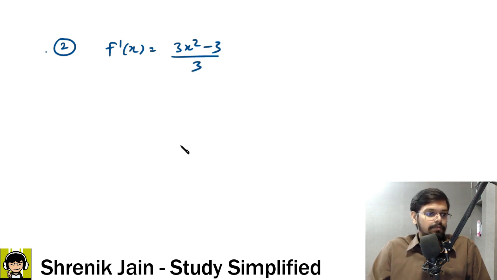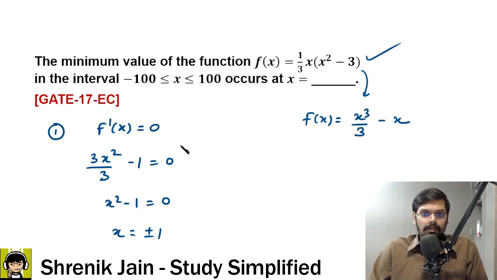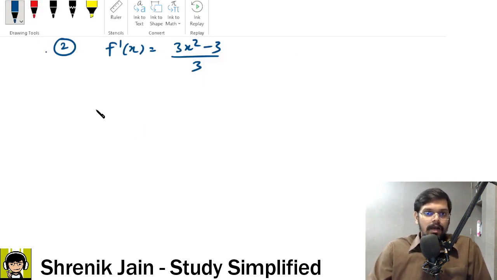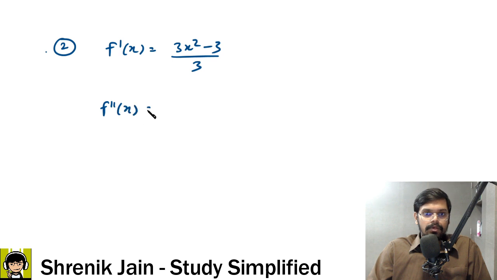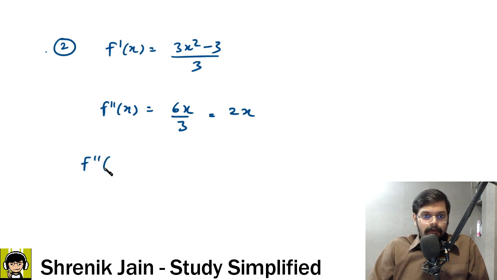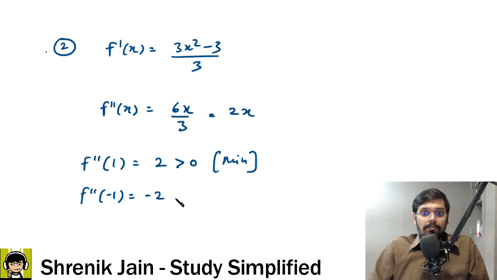Yes or no, everyone? Did you get this or not? Yes, you got this. So now I need the double derivative. The double derivative would be 6x/3, which is equal to 2x. Did you get 2x? Now I will substitute x equal to 1. I am getting greater than 0, which means I am at a minimum. And if I substitute x equal to minus 1, I am getting minus 2, less than 0, so I am at a maximum.